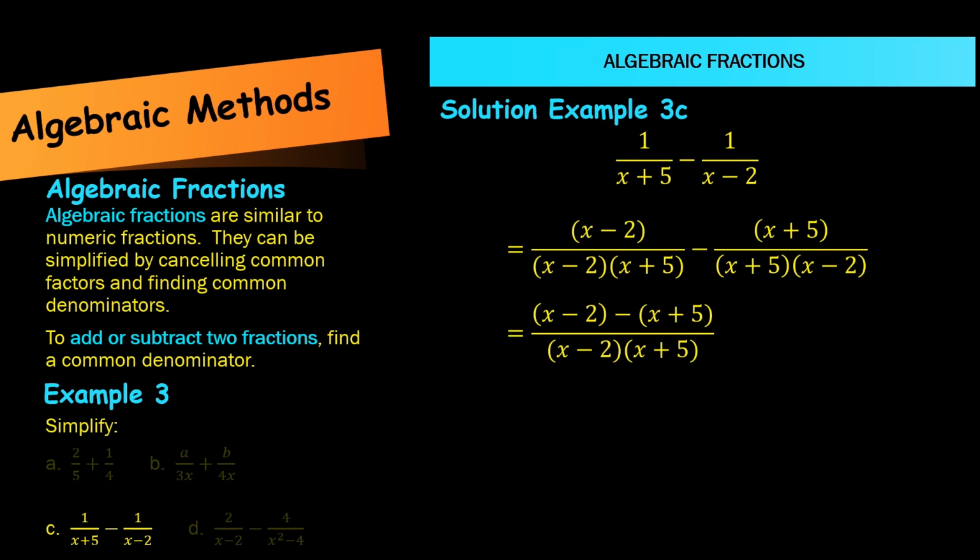And now we can subtract, as shown, to give minus 7 over x minus 2 times x plus 5.